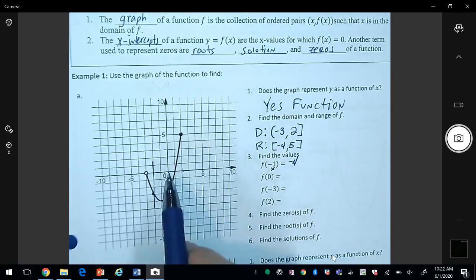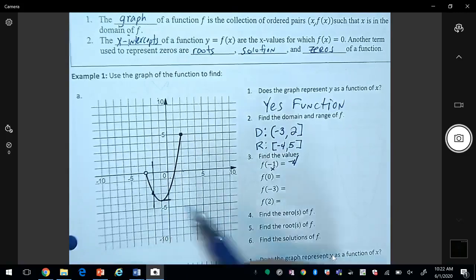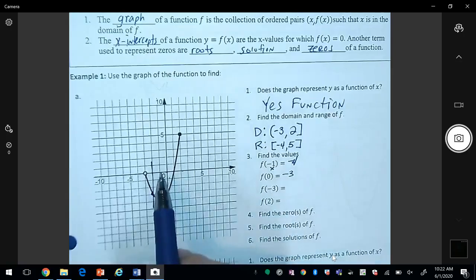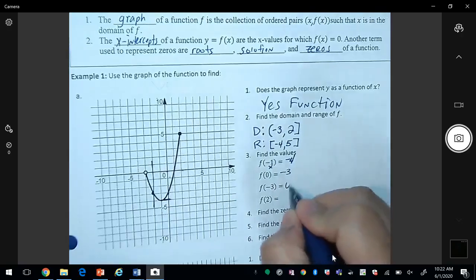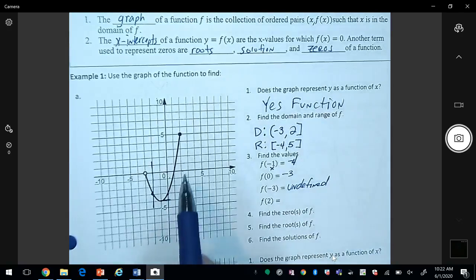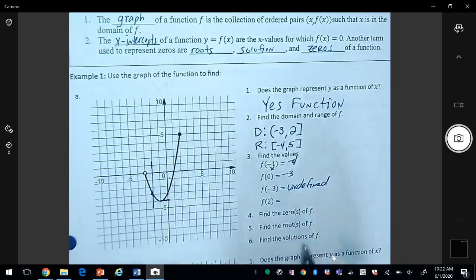At f(0), x is 0, I go down, and it touches the graph at -3. And at x equals -3, which is right here, it touches at 0, but notice we have an open circle. So we say this is undefined. And then f(2) is here. If I go up to the graph, then I see that my y is 5.